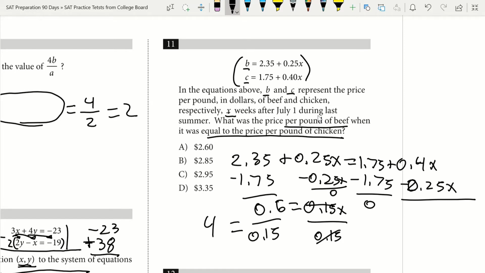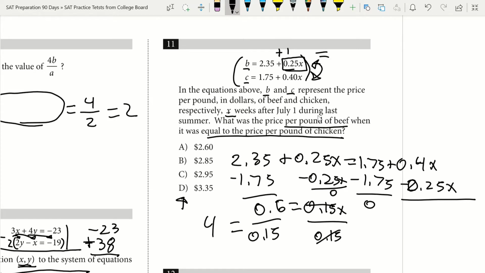Keep in mind, if there was an answer choice 4 in A through D, that isn't going to be our correct answer because we're asked for the price per pound of beef when it's equal to the price per pound of chicken, which means we have to plug in a 4 in either equation and solve for what that price equals. So another thing that you should put in your notes is I'm going to pick that 0.25 because I know that it's easily multiplied by 4 to get to 1. Right?